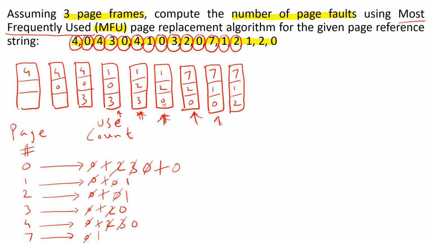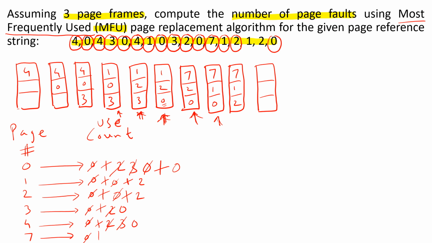Okay, now we need 1. 1 is already there, no page fault, but since we use it, its count is 2. Then we need 2. 2 is also there, okay, it is used. And finally we need 0, right? So then there will be a page fault.